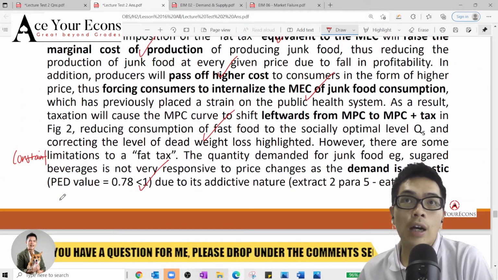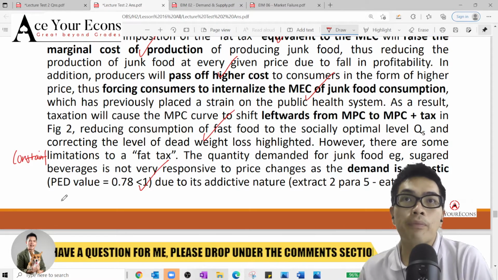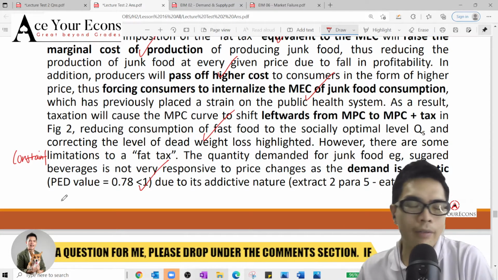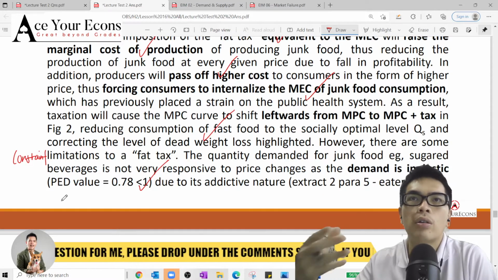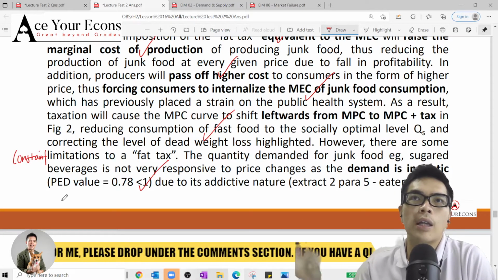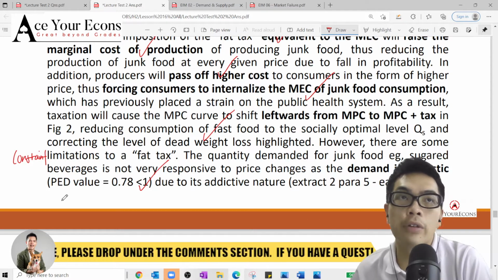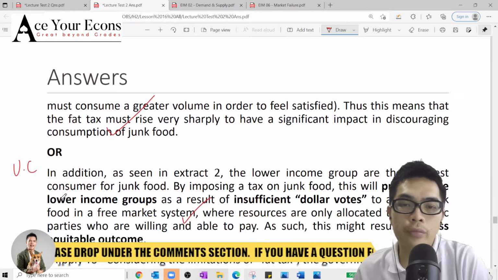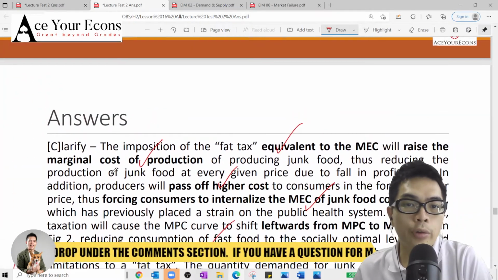If you use the government having the approach I shared earlier on, they do not know the correct level of external costs. They may not impose a correct level. That's also a constraint. Okay, up to here, so far so good.